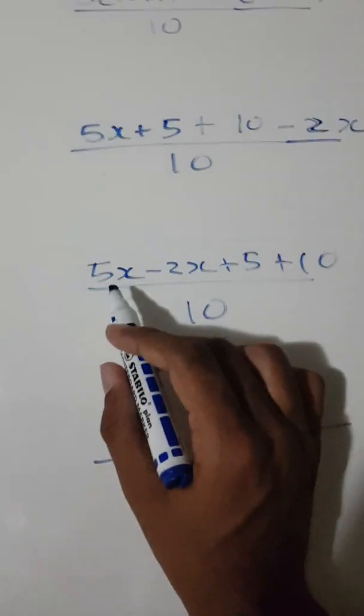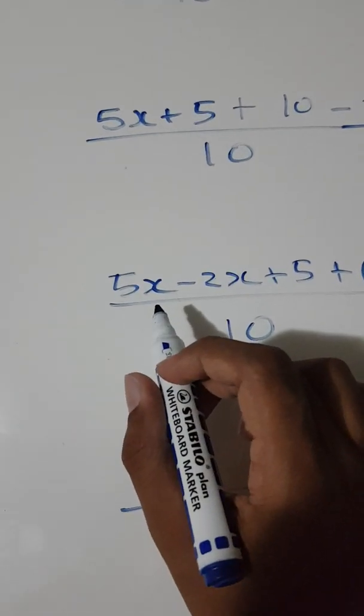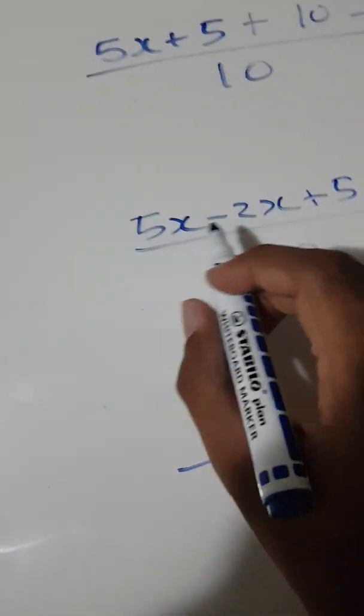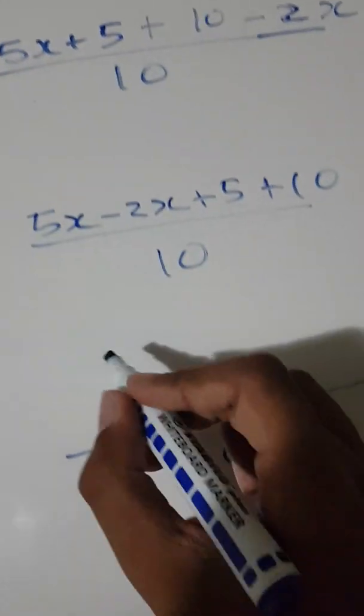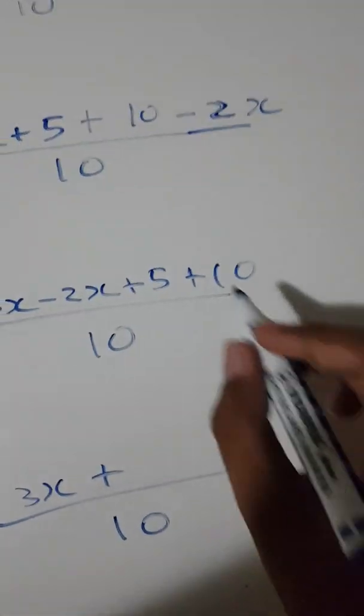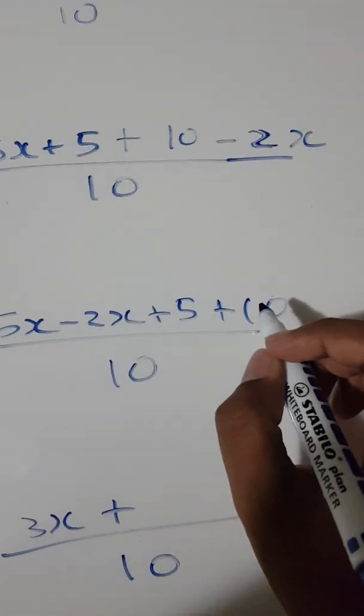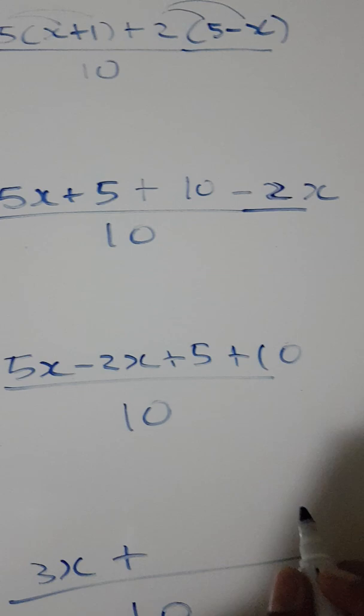You're just subtracting the whole numbers, the x coordinates. So this is 5 minus 2, which gives us 3, in other words 3x. Plus, as you can see here, positive 5 plus positive 10, or in other words 5 plus 10 will give us 15.